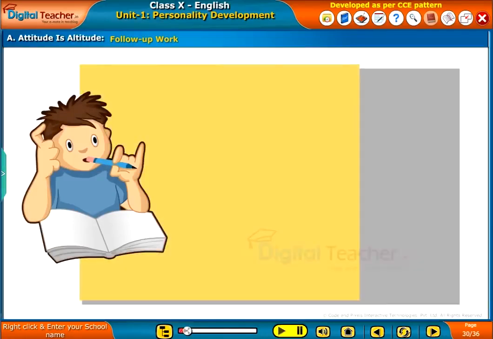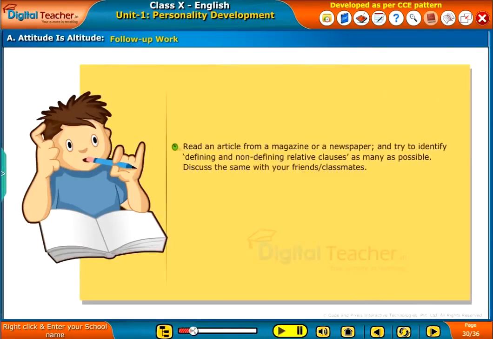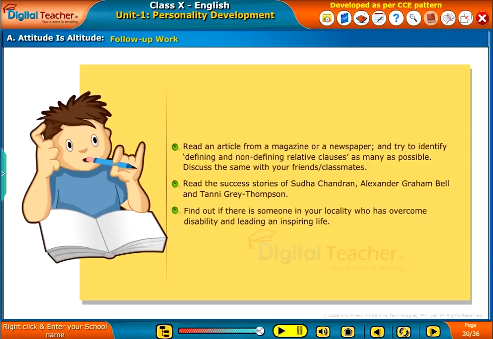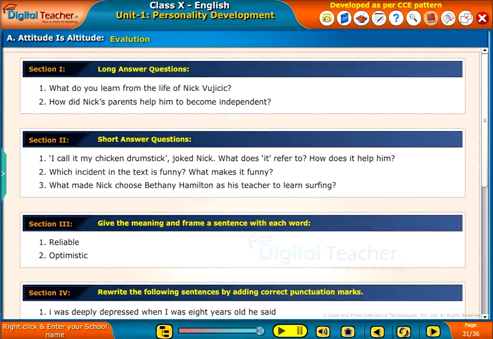Take up the following activities. Read an article from a magazine or a newspaper and try to identify defining and non-defining relative clauses, as many as possible. Read success stories of Sudha Chandran, Alexander Graham Bell and Tanni Grey-Thompson. Find out if there is someone in your locality who has overcome disability and is leading an inspiring life. Now, test your understanding of the lesson by taking the mock unit test.